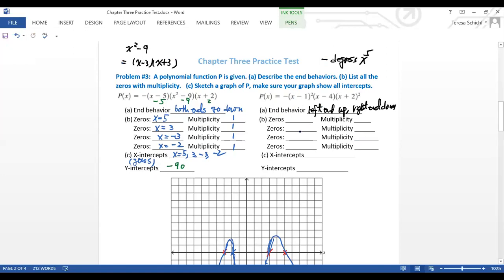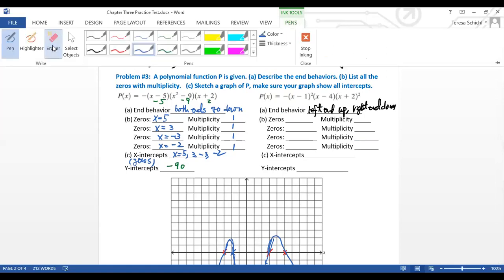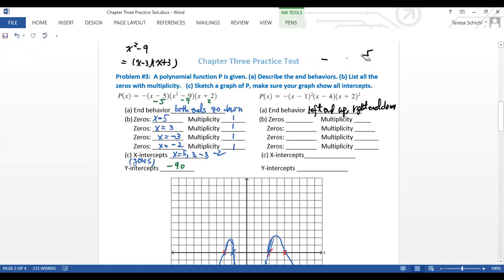Okay, so the zeros here work the same way. You set it equal to 0 and solve it. So in here, this one is equal to 1, this is equal to 4, this is equal to negative 2. Okay, so my zeros are 1, 4, and negative 2.